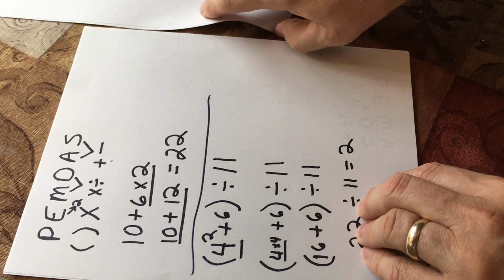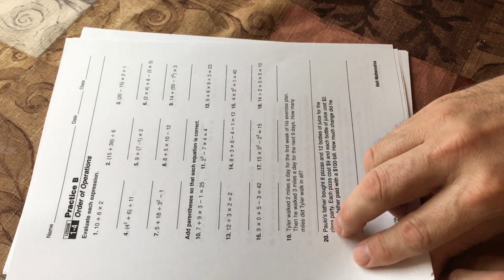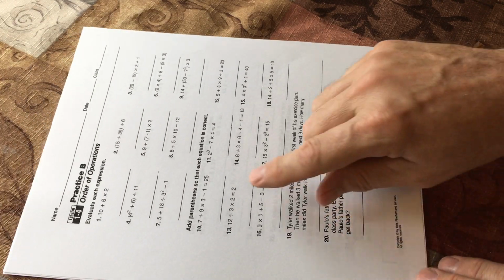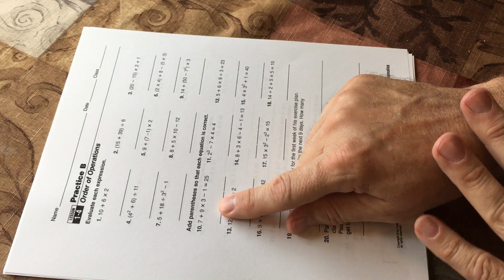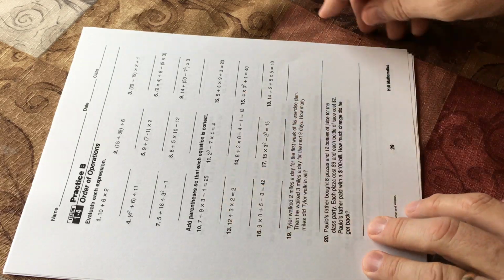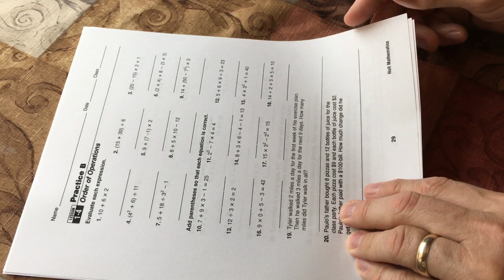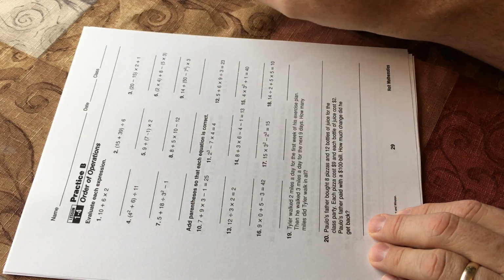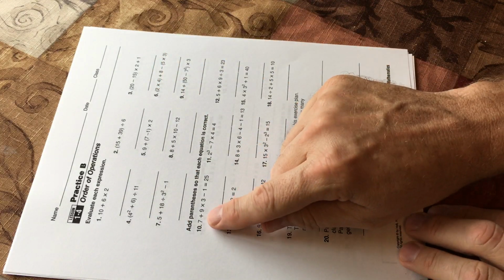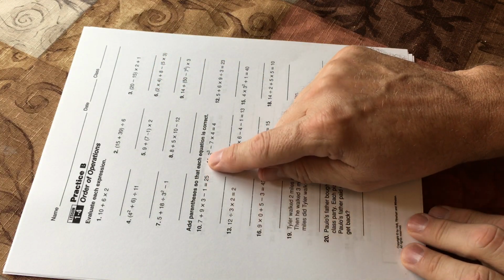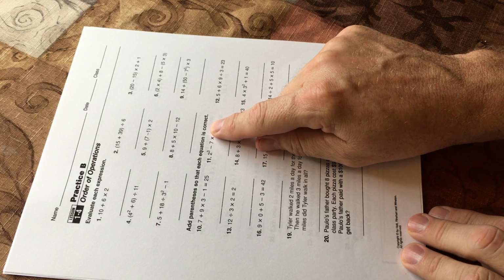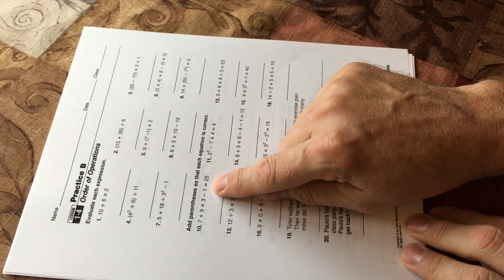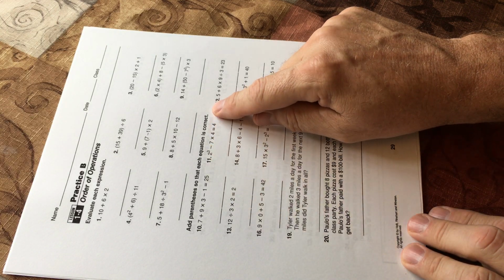Let's look at the next section of problems on this assignment. This is a little bit more difficult. This is going to require a little bit more trial and error. So let's take a look at what they're asking us to do in this problem. They want us to add parentheses. In other words, put the parentheses around groups of numbers so that each equation, we know it's an equation because it's got an equal sign, is correct.